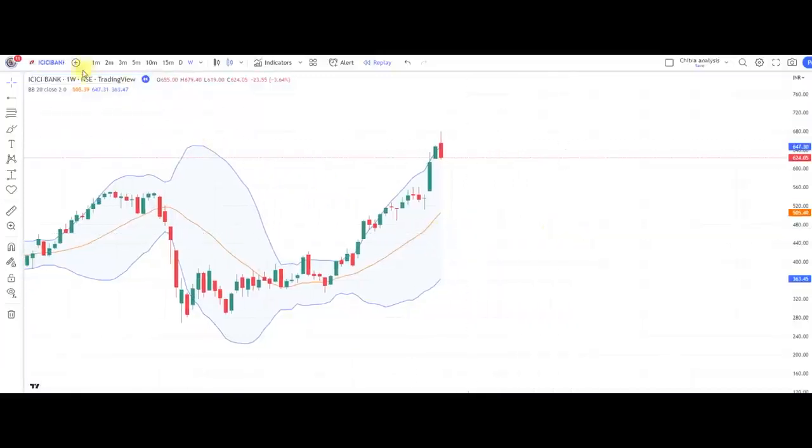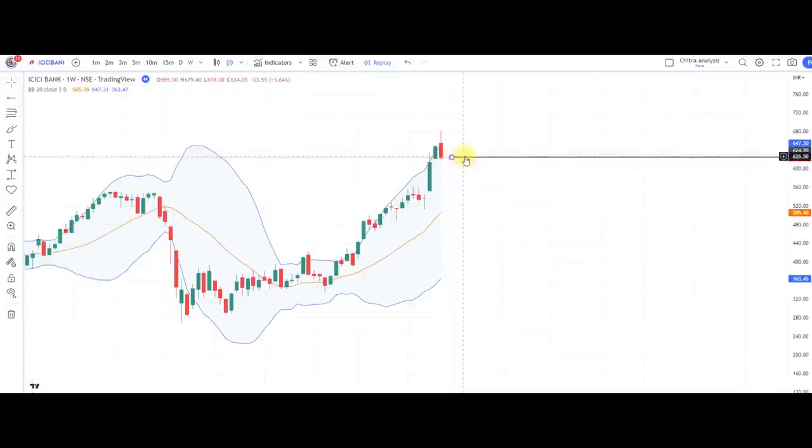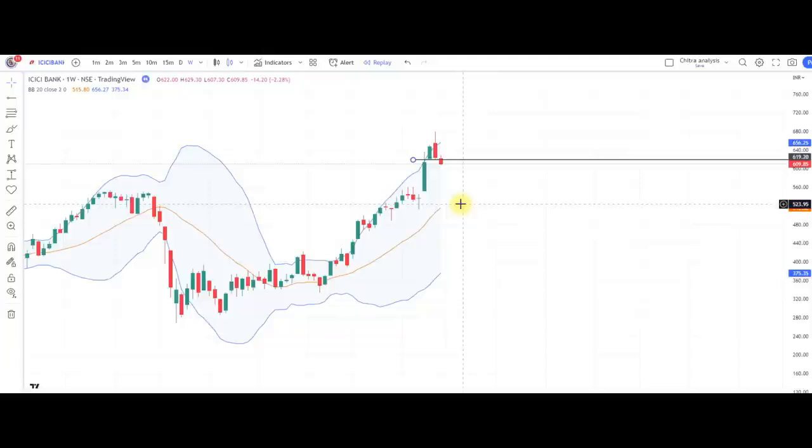Now we are looking into ICICI Bank weekly time frame chart. So we got an opportunity for the short trade below this red candle. Okay, so now we can see how the trade is going on. So always you have to keep the first target as the mid Bollinger Band. And remember, this is a weekly time frame chart. So we can see now how the trade is going on.